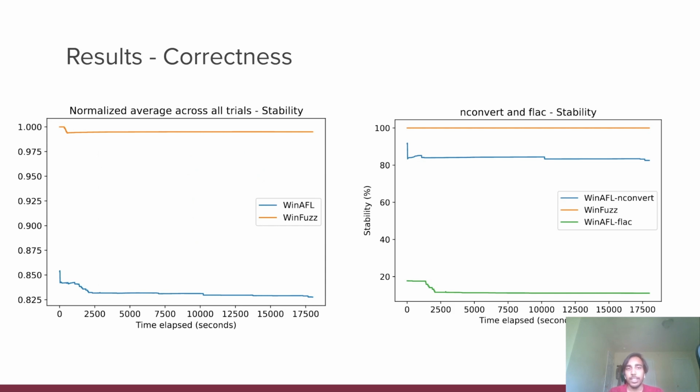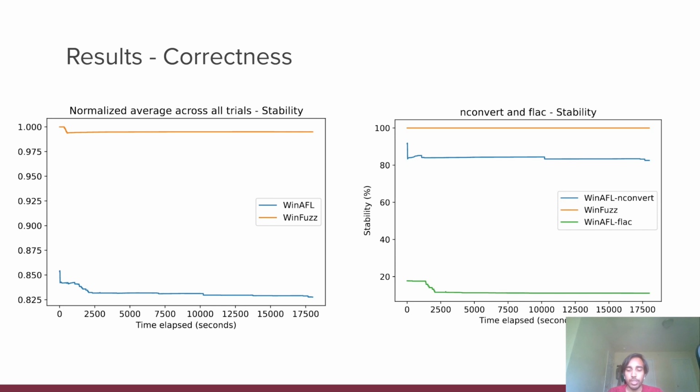Now let's get to the correctness test. In order to determine if our process creation and state resetting technique is correct, we use a very standard correctness measuring technique, which is the stability. In general, in fuzzing, the higher the stability, the more correct the target execution is.